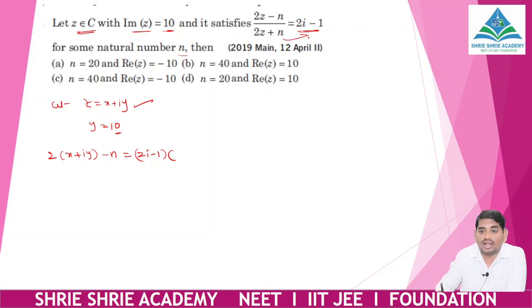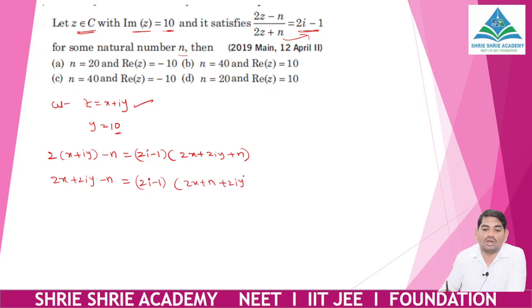Then this denominator I am transposing to right side. So we got 2x plus 2 iota y plus n. So if we multiply this, we got 2x plus 2 iota y minus n, which is equal to 2 iota minus 1 into 2x plus n plus 2 iota y. So left side, what is the real part? 2x minus n plus iota into 2y, which is the imaginary part.